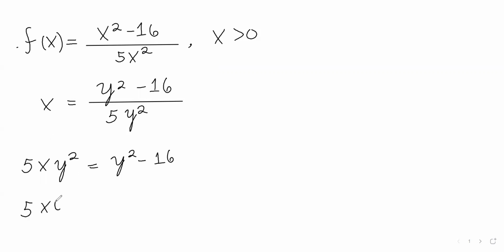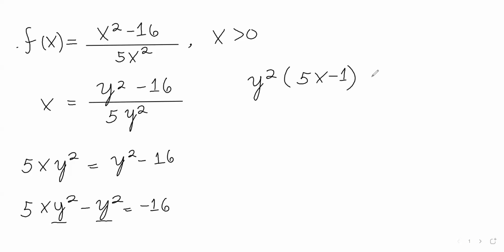Subtract y squared from both sides. And I'll just continue in the upper right corner now. Again, we want to reduce the number of y's floating around. We want one y floating around. So factor out y squared. This allows us to isolate it. Divide both sides. So we get negative 16 divided by 5x minus 1. Now, I square root both sides.